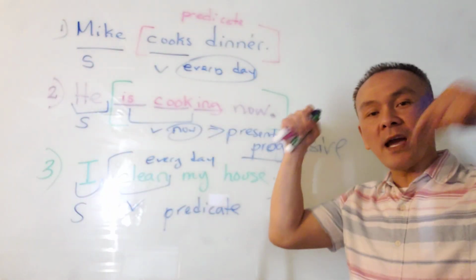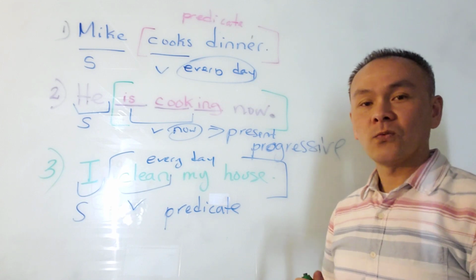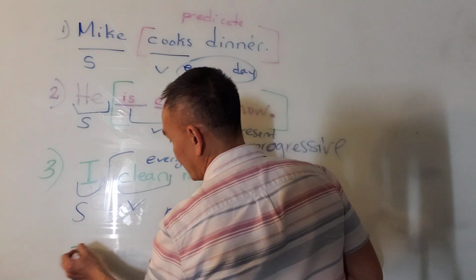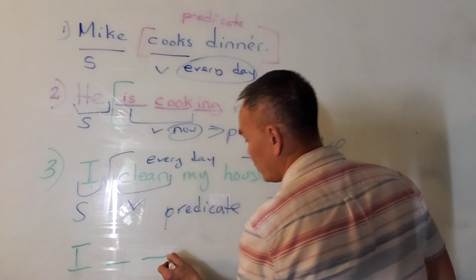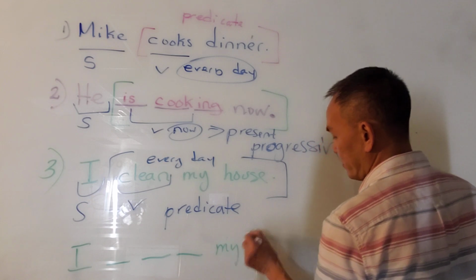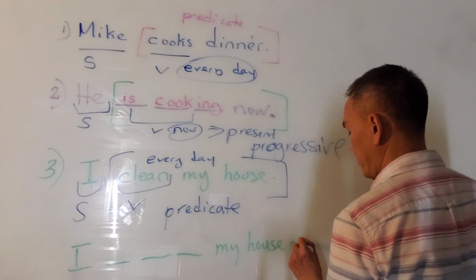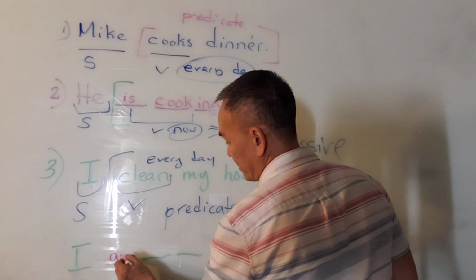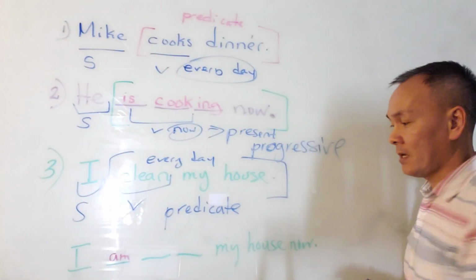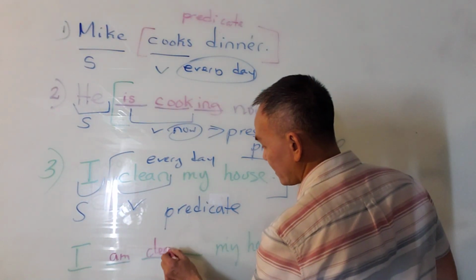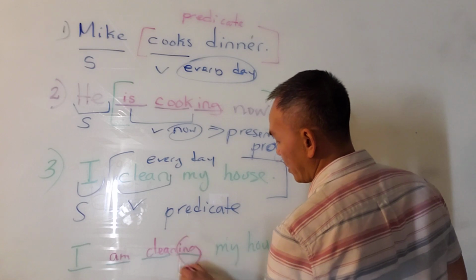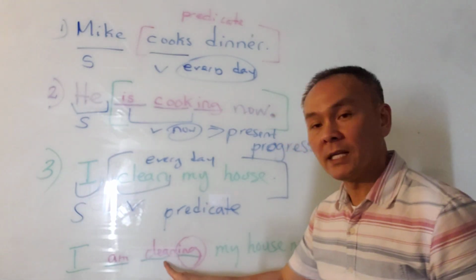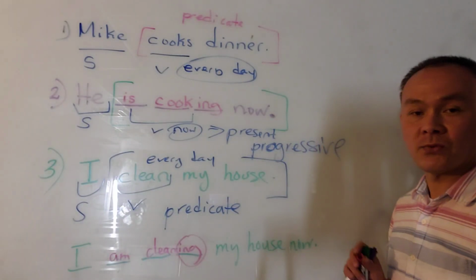Okay, now let's change to right now. Again, what is the subject? The subject is I. So because the subject is I, you still need a to be. So the to be for I is what? I am. You need the verb, which is clean, plus ing. See, you always have to have ing. So I am cleaning my house now.